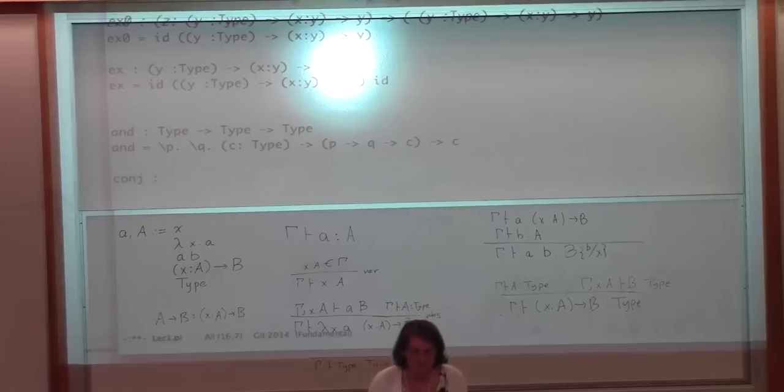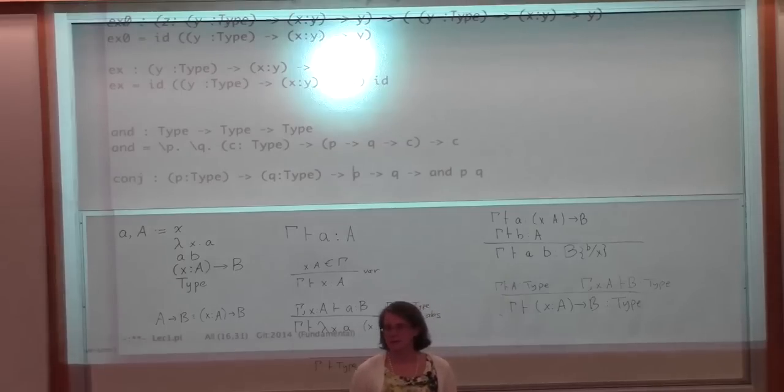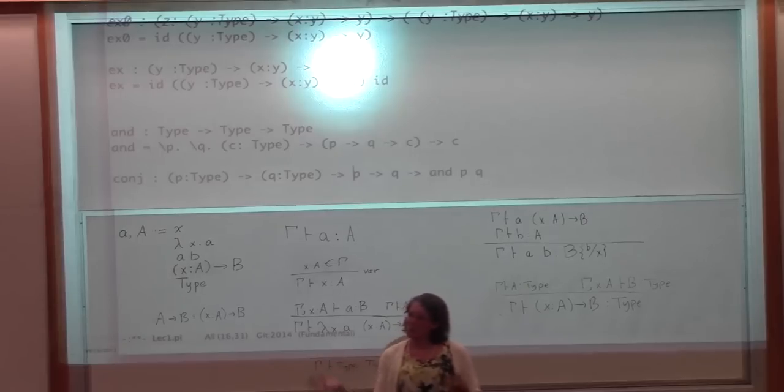Now we want conjunction. So what is the type of conjunction? We want conjunction to be something like this: give me a P and a Q, and I'll give you AND P Q, except that we want it to work for all P and all Q. So this is how we form ANDs, how we introduce these product types, or AND. I call it product types because in the Curry-Howard isomorphism, AND is isomorphic to a tuple, a pair of 2 things.